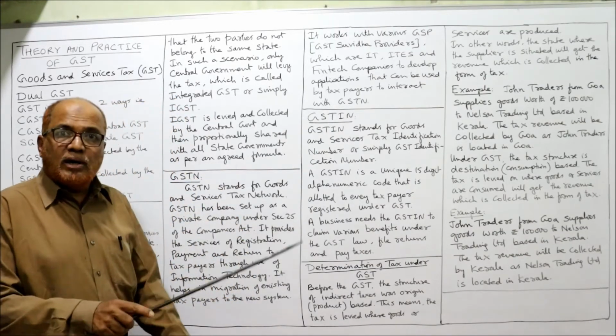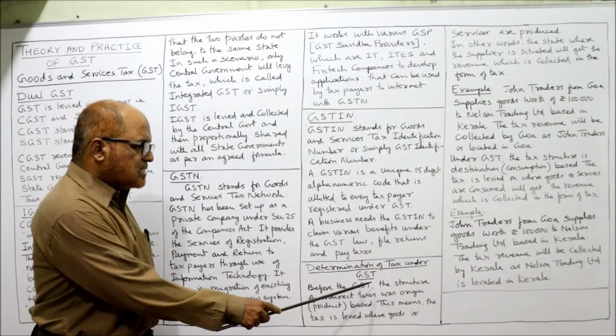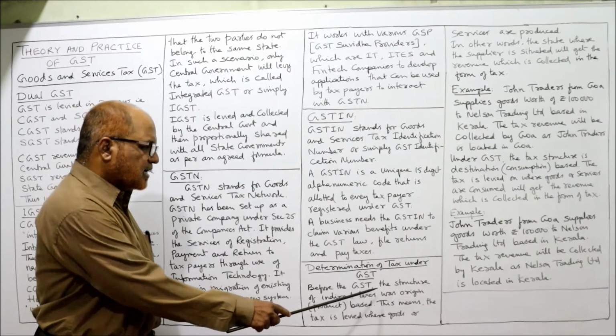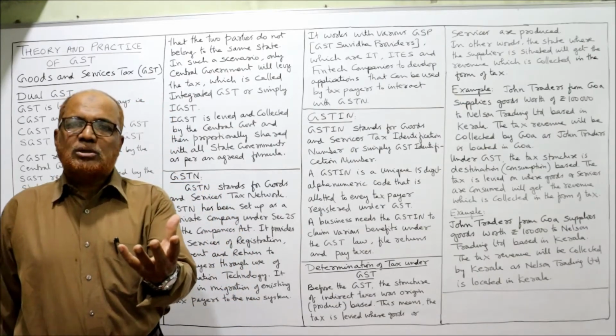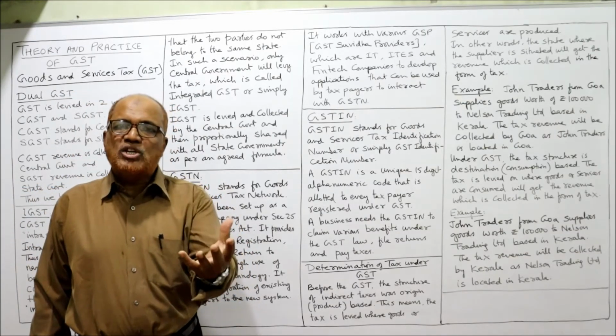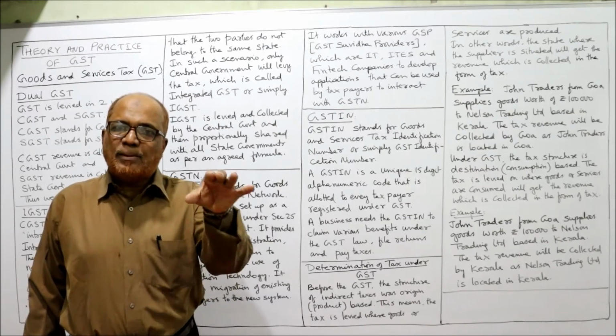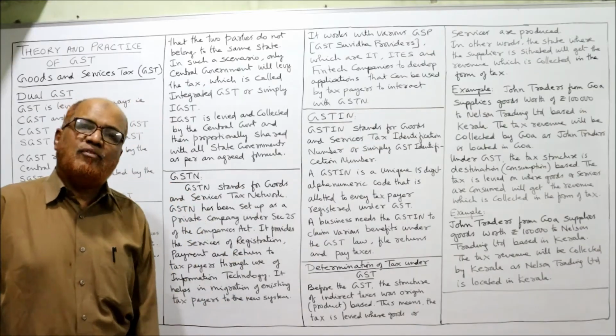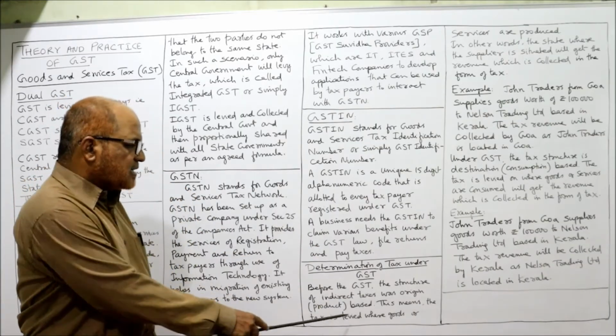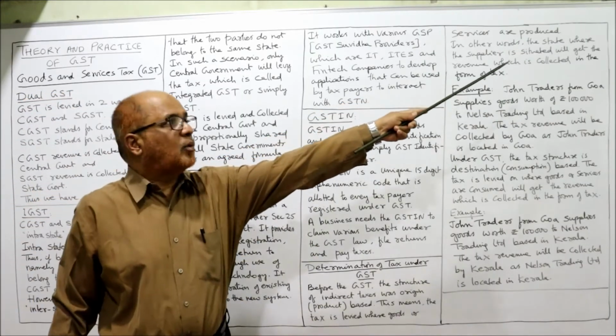So that was the old system. Before GST, the structure of indirect taxes was origin based. That means where the goods are produced. That is called the place of origin. The place of origin is the point where tax was applied in the old system before GST. This means tax is levied where goods or services are produced.